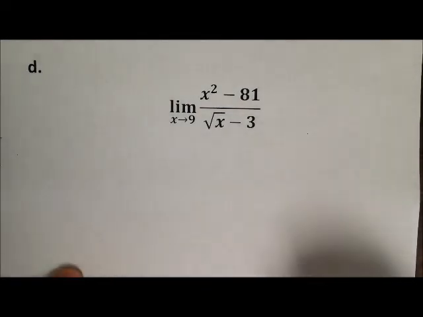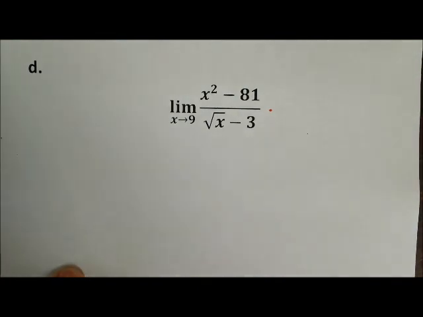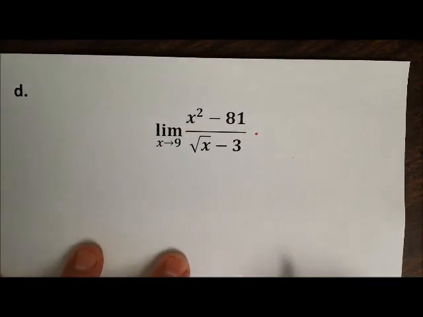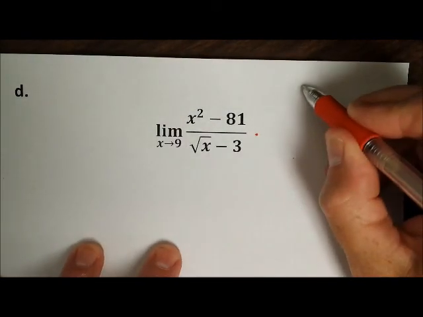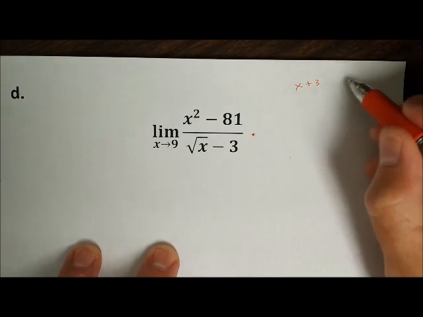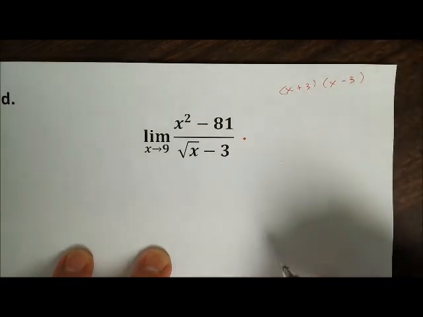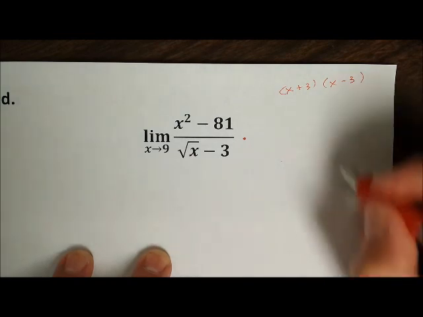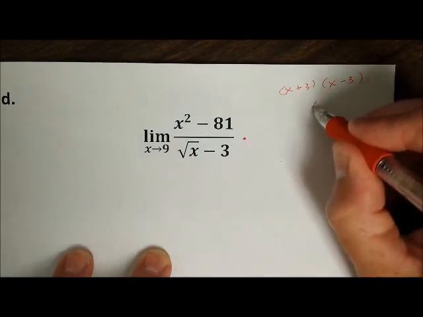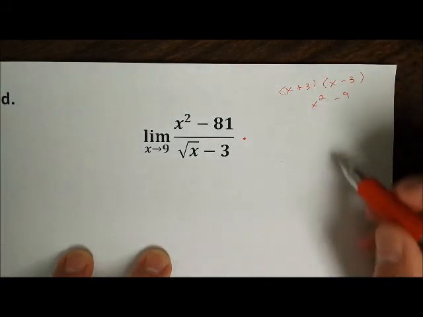Alright, so we're in calculus, so we have used the idea of a conjugate. A quick explanation about what conjugates do. So if we look at x plus 3, what's the conjugate of x plus 3? x minus 3. What happens when we multiply those two together? We get x squared minus 9. Those middle terms cancel out.